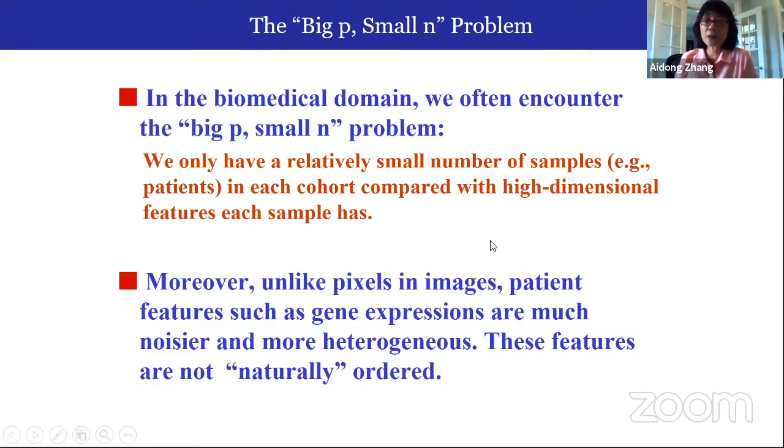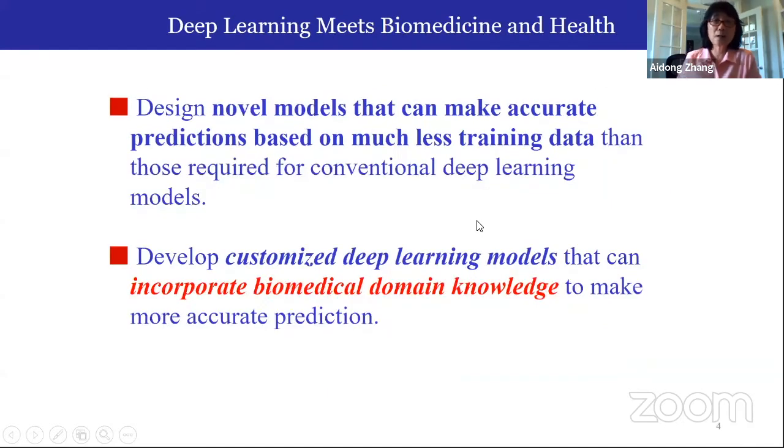Unlike the pixels in images, which have been very successfully applied in Google competitions, patient features such as gene expressions are much noisier and also more heterogeneous. These features don't have an order and are very high dimensional. So how do we deal with this in a machine learning context?